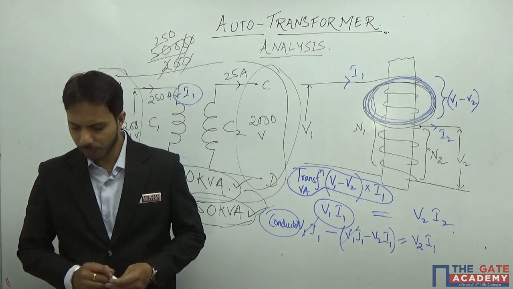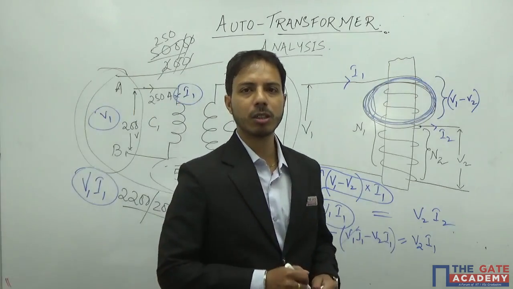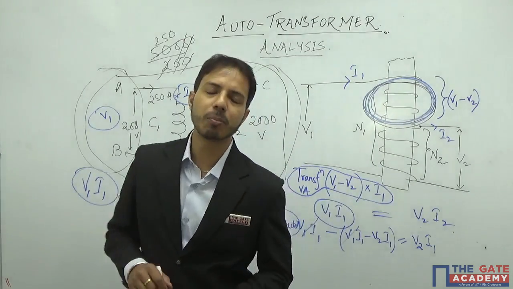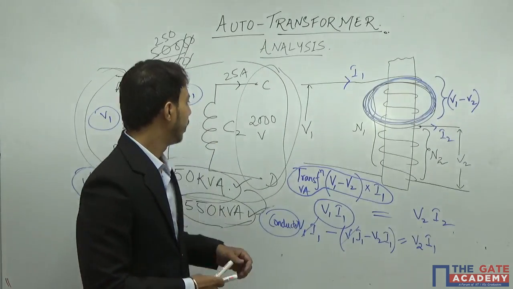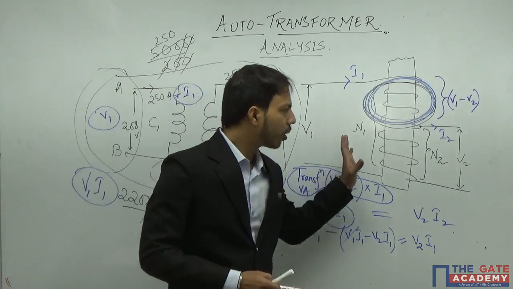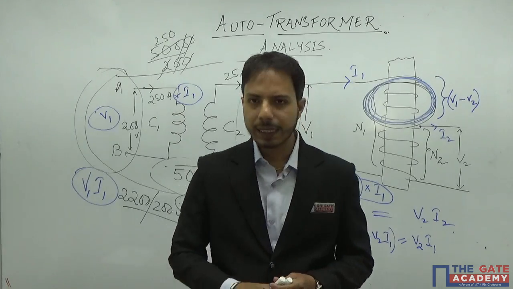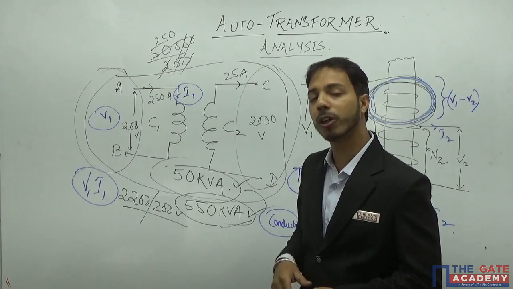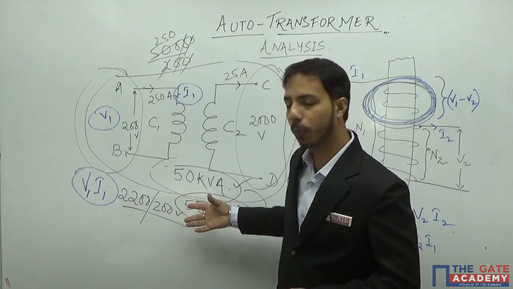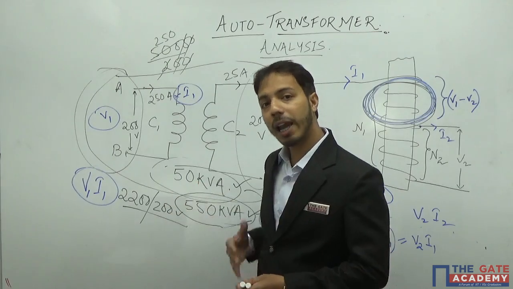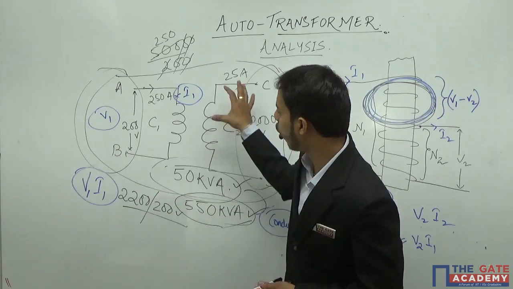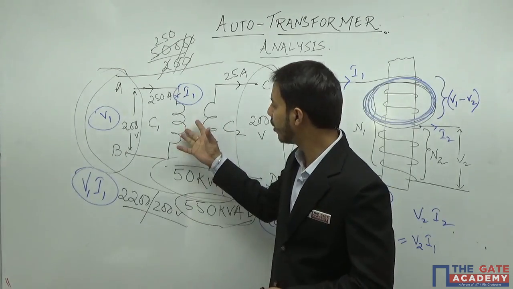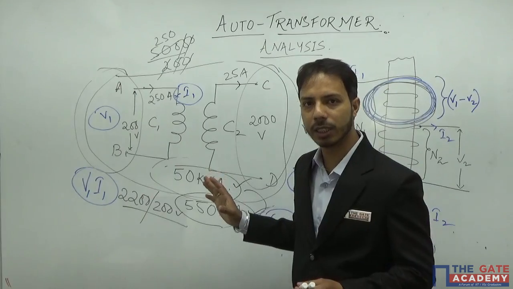Now, there is one more important advantage of an auto transformer, which is equally important with respect to GATE. Suppose I have a two-winding transformer and I have connected it as an auto transformer. Since my output now increases, my efficiency will also increase, because the losses have not changed, because the current rating and the voltage rating have not changed.